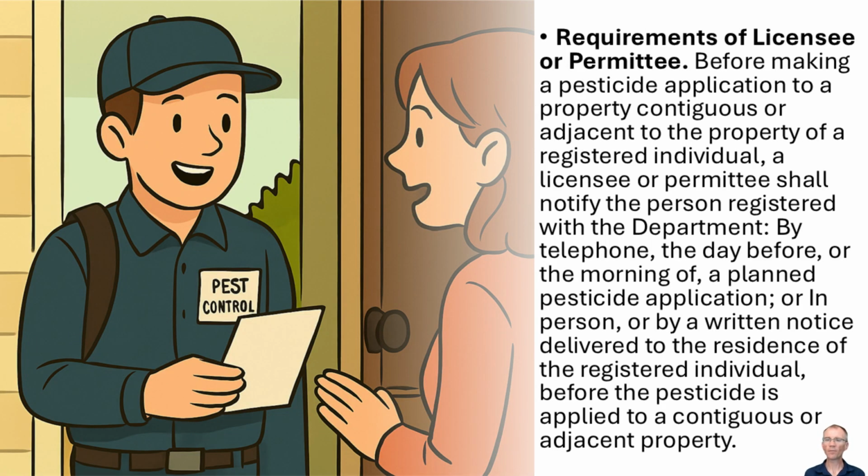Requirements of licensee or permittee. Before making a pesticide application to a property contiguous or adjacent to the property of a registered individual, a licensee or permittee shall notify the person registered with the department by telephone the day before or the morning of a planned pesticide application, or in person, or by a written notice delivered to the residence of the registered individual before the pesticide is applied to a contiguous or adjacent property.